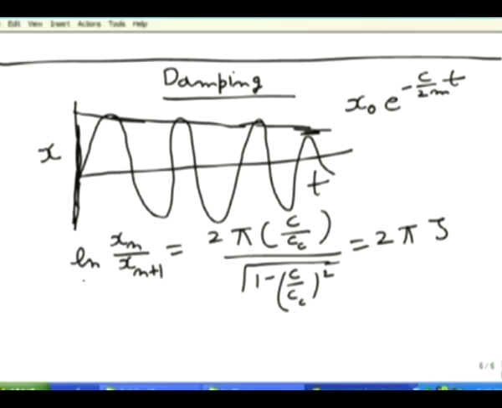Therefore, by measuring the ratios of two consecutive peaks, one can find out the damping. This is called logarithmic decrement.